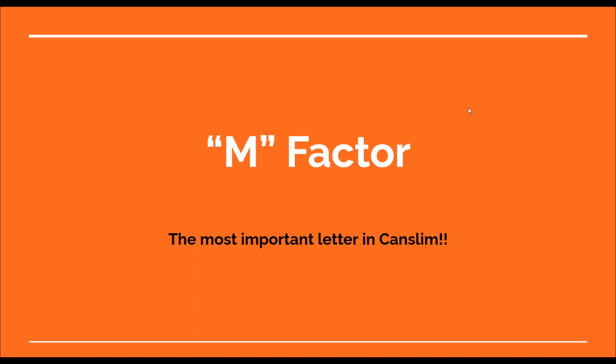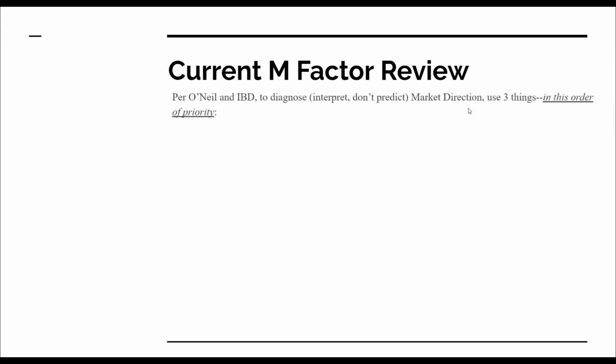So the M is the most important letter in Canslim. O'Neill talked at one time about how he would have liked to have put it at the beginning of the acronym, but he just didn't come up with anything that worked well. So it's Canslim, but the tail end is actually the most important.